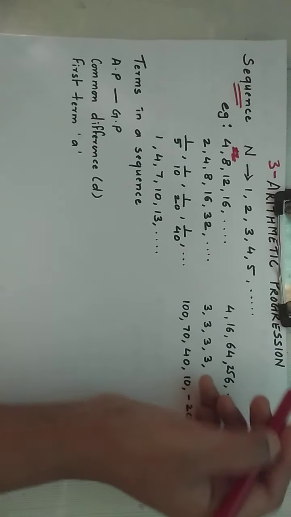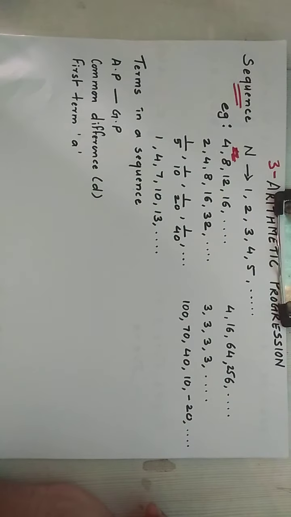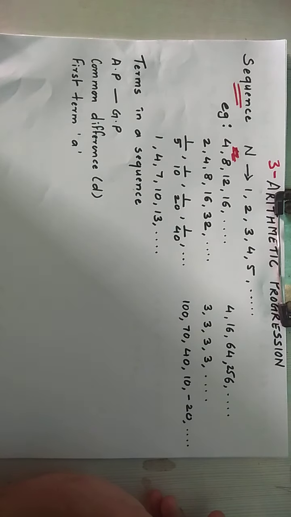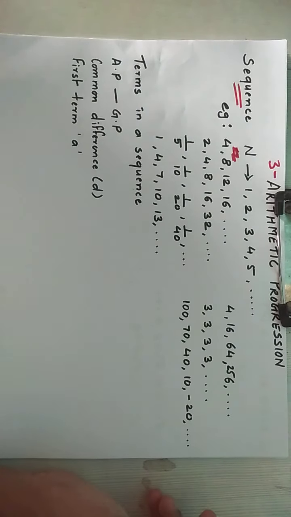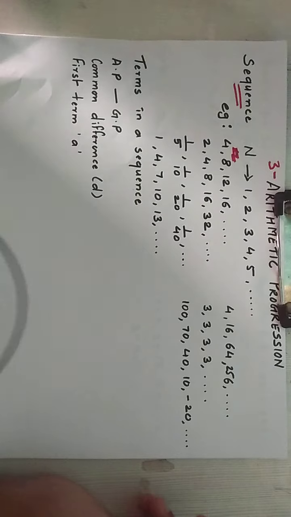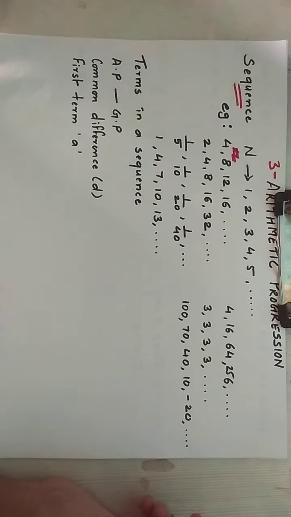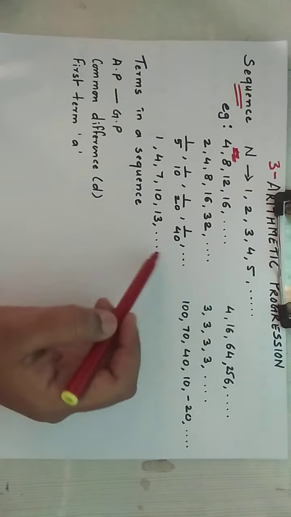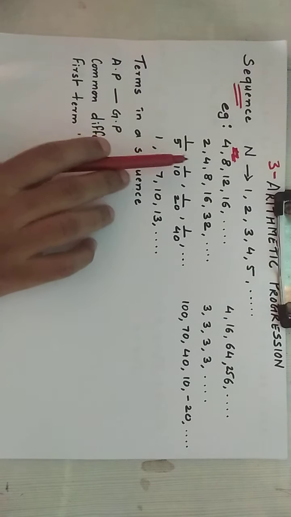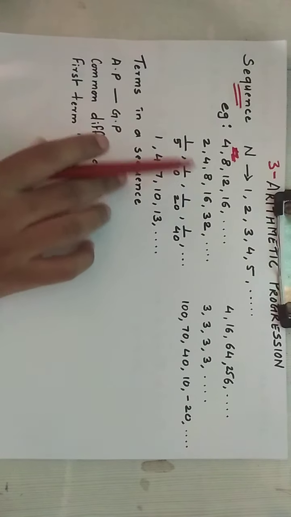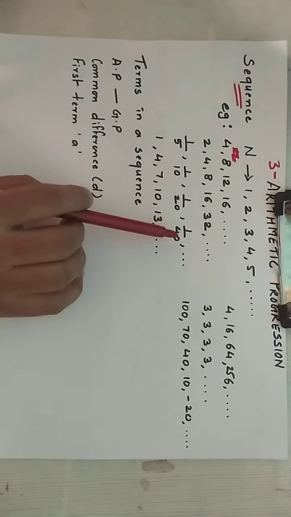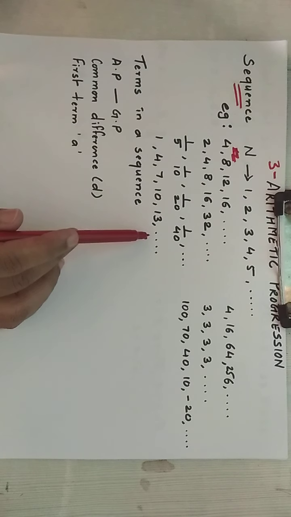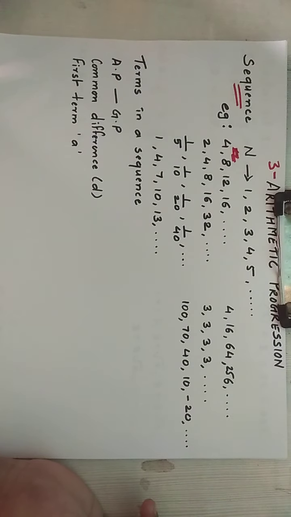Before going to the word arithmetic progression, we need to understand the meaning of the word sequence first. Sequence. When the numbers are arranged in a particular order, when they are arranged in a definite order, such arrangement is called a sequence. For example, natural numbers 1, 2, 3, 4, 5. These are some examples: 4, 8, 12, 16; 2, 4, 8, 16, 32 and so on; 1 upon 5, 1 upon 10, 1 upon 20, 1 upon 40, and so on. We have one more example over here: 1, 4, 7, 10, 13, and some more examples are written over here.